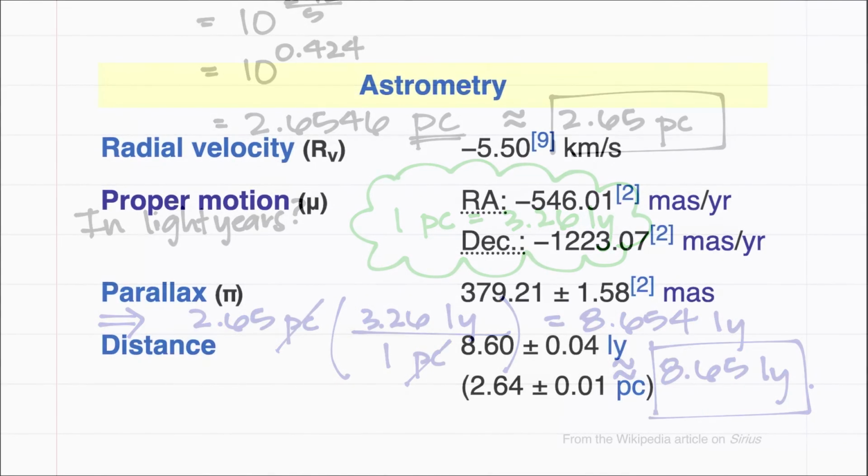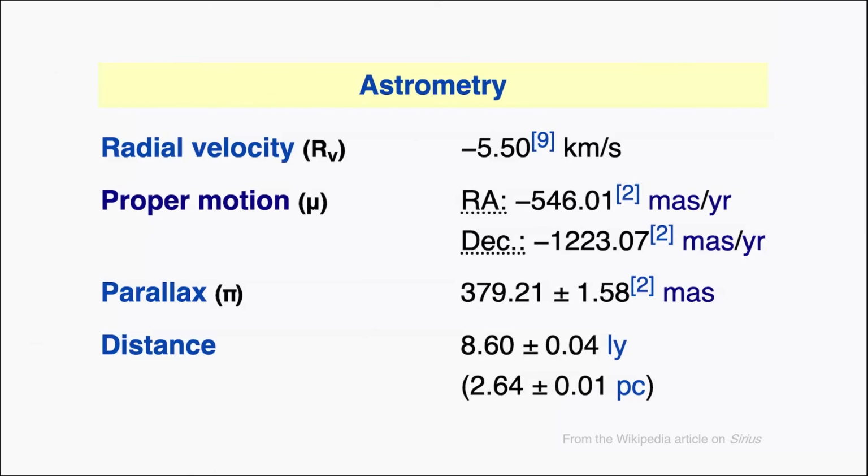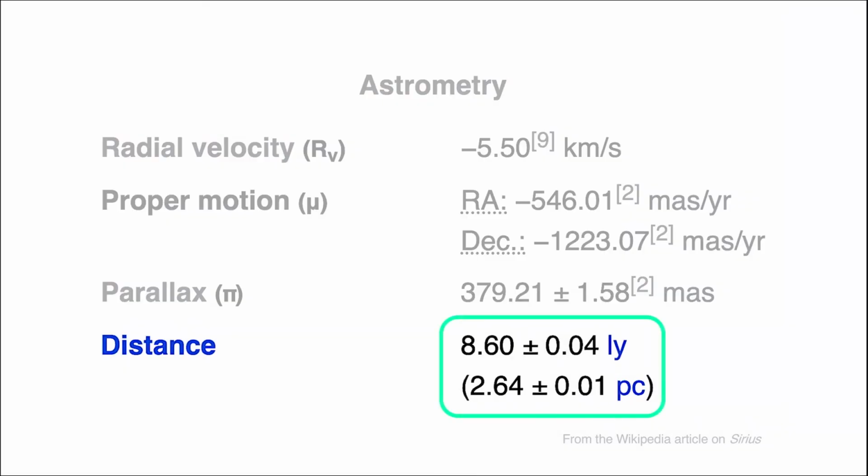So let's compare these values with those given for the distance to Sirius. Not bad. It's close enough. These values on the Wikipedia article for Sirius were calculated using stellar parallax, but it goes to show that spectroscopic parallax is effective in determining distances to stars as well.